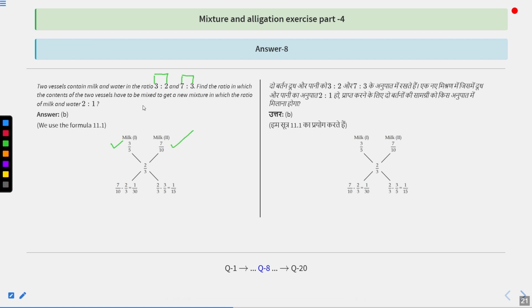Now the question says that when we add them up, the ratio will become 2:1. So it means total 3 units, and 2 units is what? Milk. So it will be 2 by 3. So when we calculate it, we get the ratio. Clear? So 7 by 10 minus 2 by 3 equals 1 by 30 and 2 by 3 minus 3 by 5 equals 1 by 15. So when we make the ratio, it will become 1:2. B is the correct answer.